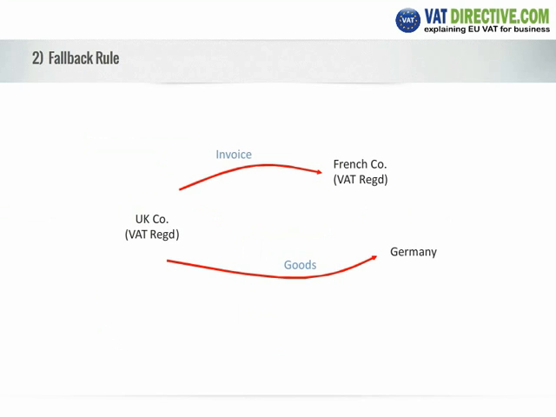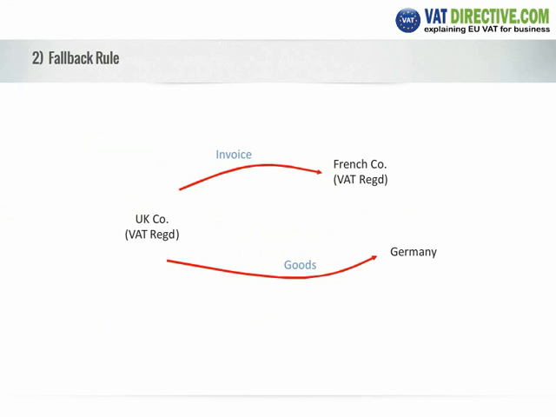Let's specifically have a look at the fallback rule. So let's have a look at a situation where fallback will be relevant, and then we can understand the fallback rule. Now here we've got a UK company selling goods to a French registered company. Now that's the one we saw in the previous slide. But the difference here is that the goods don't go to France, the goods go to Germany. That's where the French company wants them. So we have an invoice going to the French co, but the goods go direct to Germany.